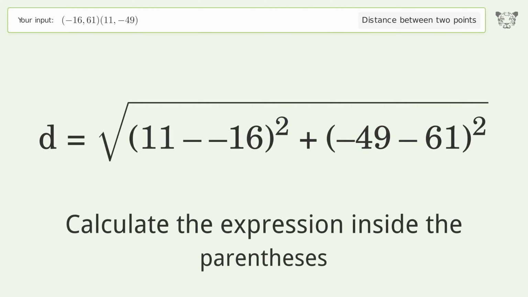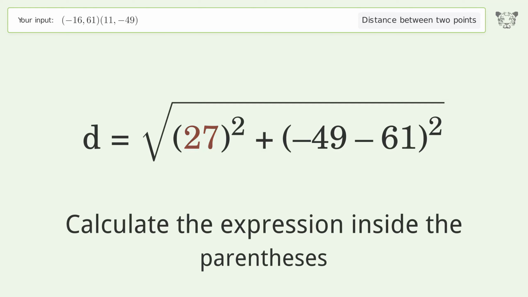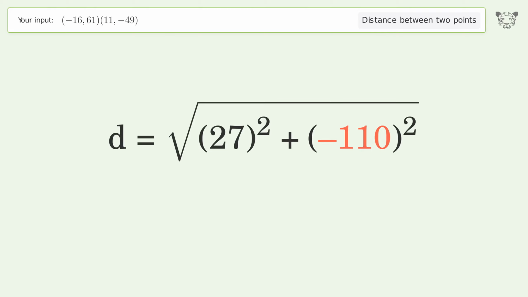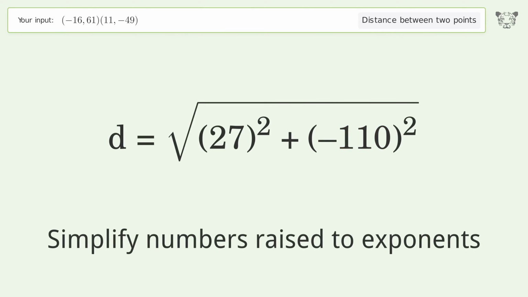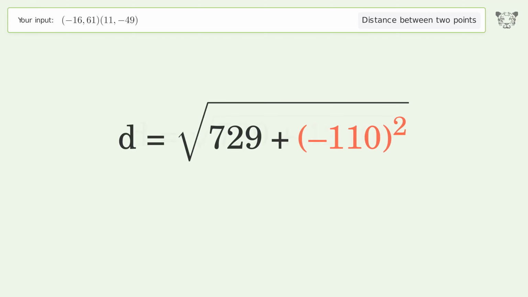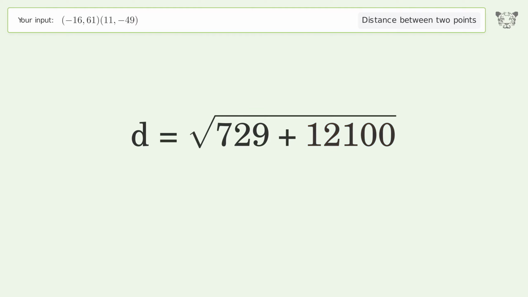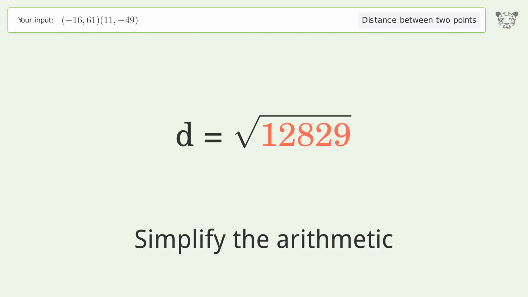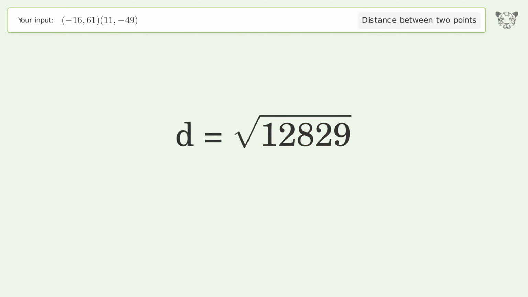Calculate the expression inside the parentheses. Simplify numbers raised to exponents. Simplify the arithmetic. And so the distance between the 2 points is the square root of 12,829 or 113.265.